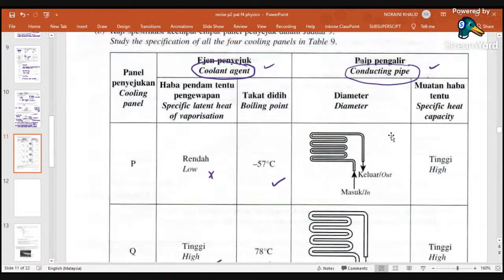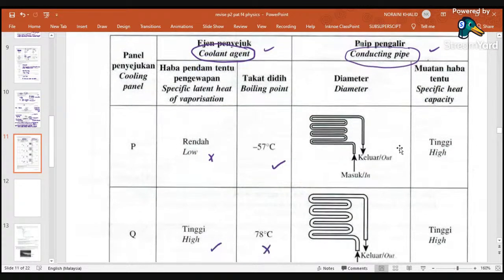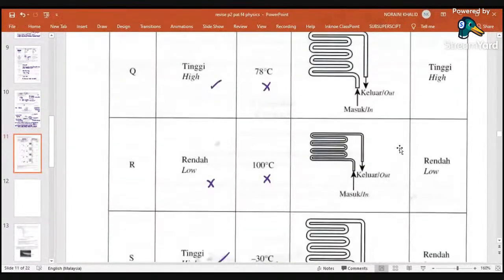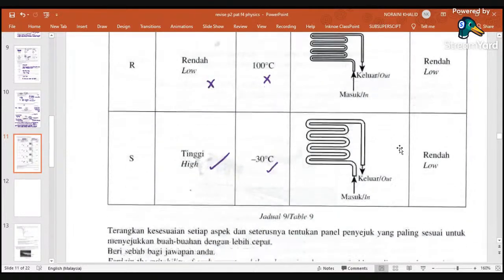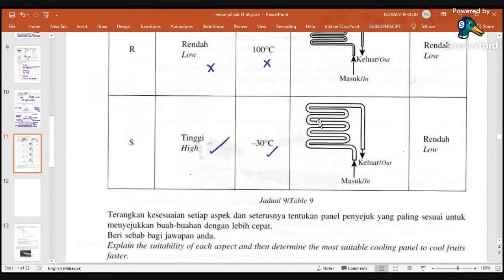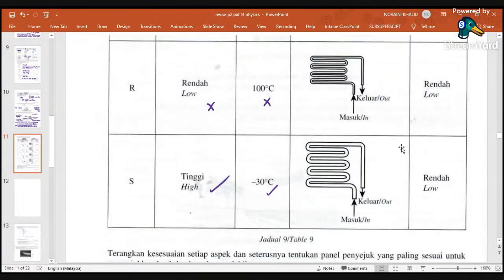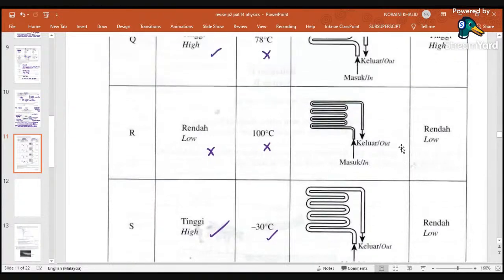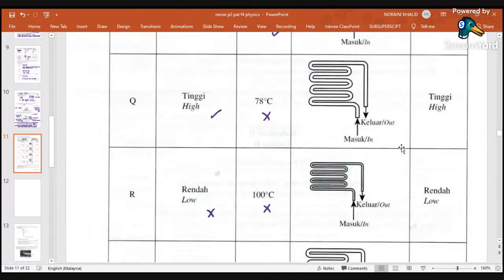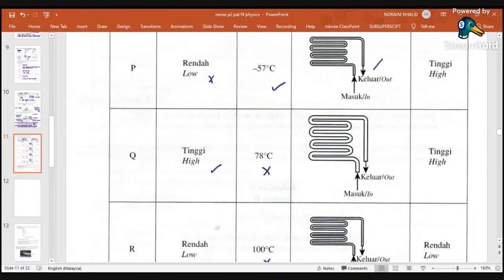And then the diameter of the conducting pipe must be large, so that it will carry more liquid inside it. So the cooling process will become faster. Okay, so I will remove the one which is smaller. I want the larger diameter.